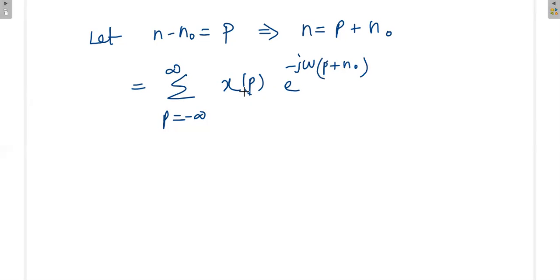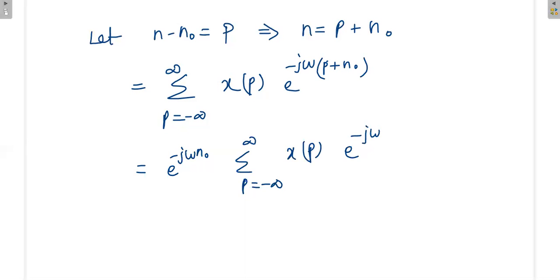Again, everything is with respect to p. Again, we can take e power minus j omega n naught outside separately. Then e power minus j omega n naught, summation p from minus infinity to plus infinity x of p e power minus j omega p. This is something like the discrete time Fourier transform of signal x of p.